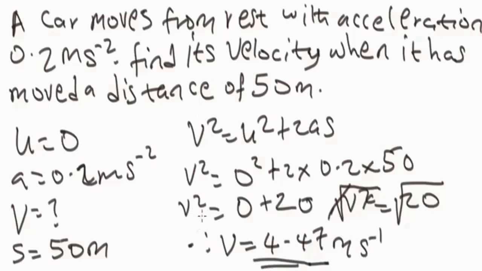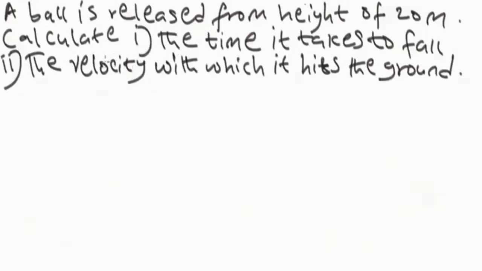Let's wipe this and look at another question. This question says a ball is released from a height of 20 meters. Calculate the time it takes to fall and the velocity with which it hits the ground.